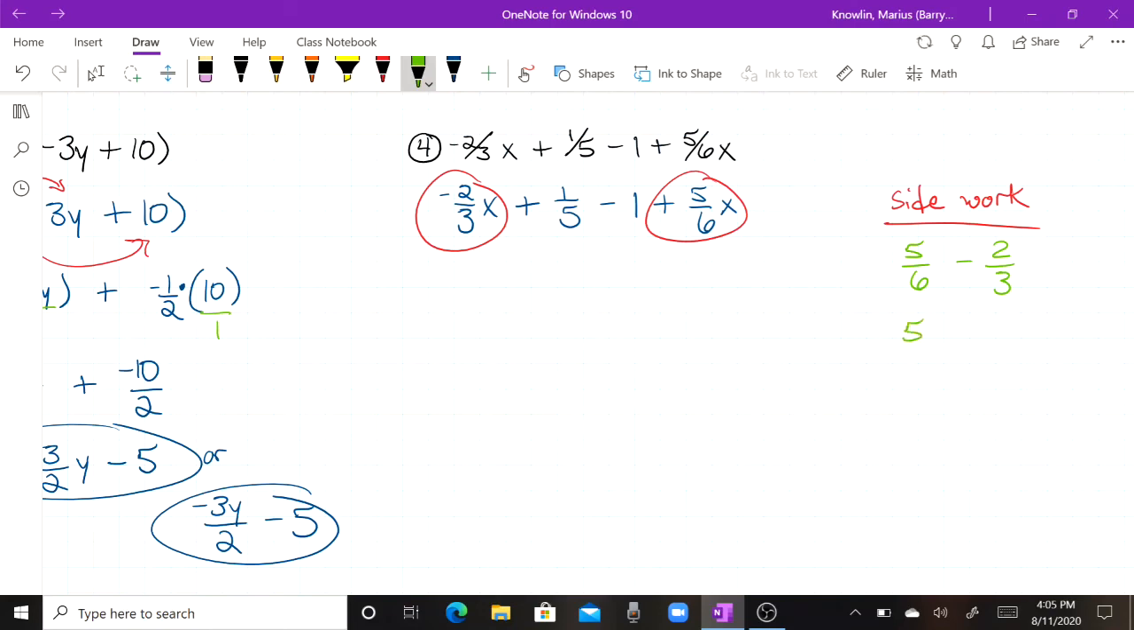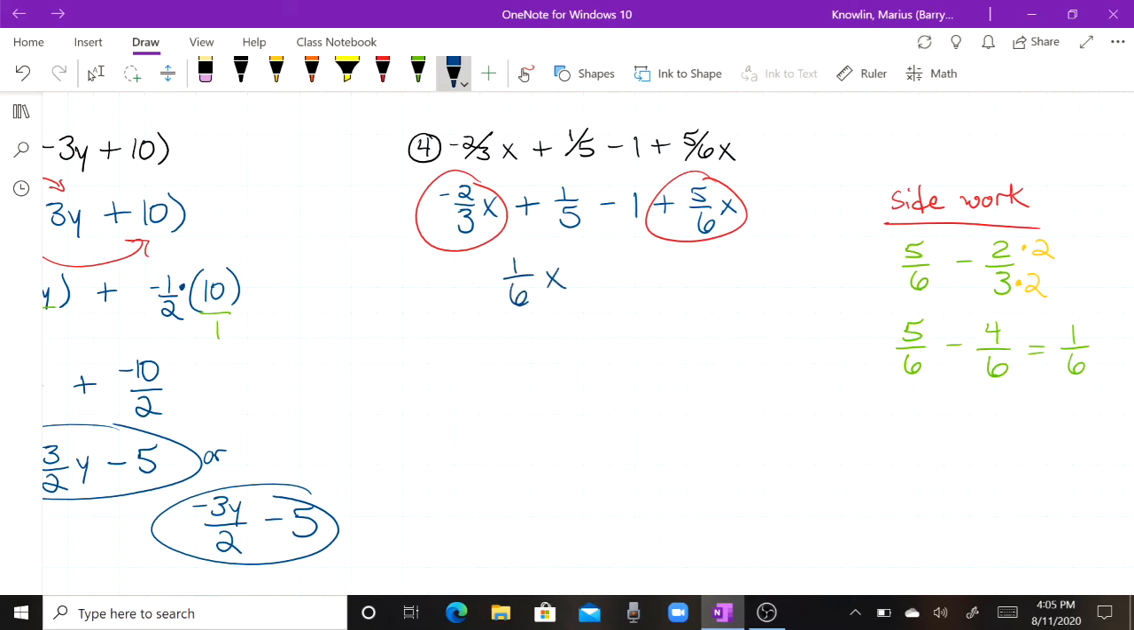So the 5/6 is fine. 5/6 is already good. But I can turn this denominator of 3 into 6 by multiplying by 2. So that means I would have to do the same thing to the numerator. And when I do that, that new fraction becomes 4/6. Now I can go ahead and subtract. That gives me 1/6. So, getting back to our original problem, when we combine negative 2/3 x and positive 5/6 x, we're going to get a positive 5/6. Well, excuse me, not a positive 5/6, but a positive 1/6. So that's positive 1/6 x.